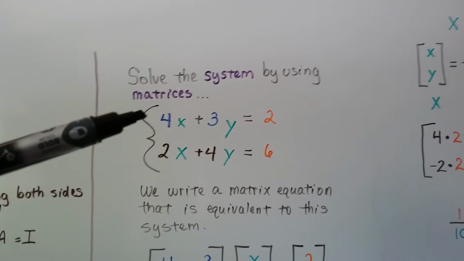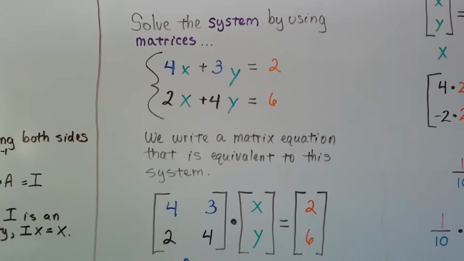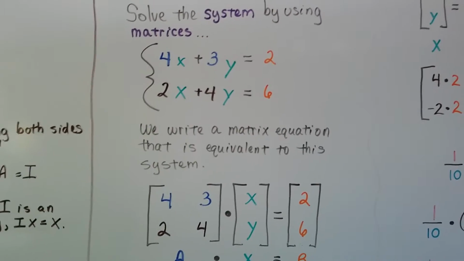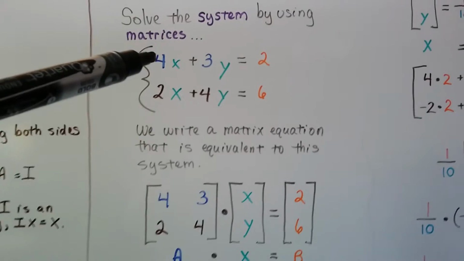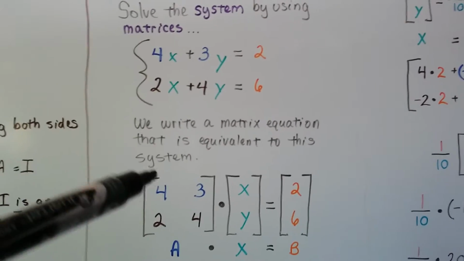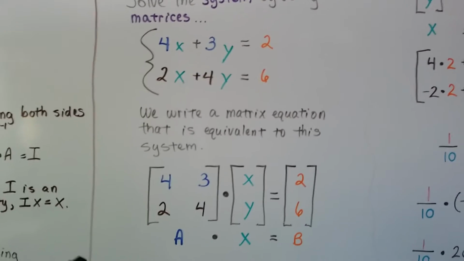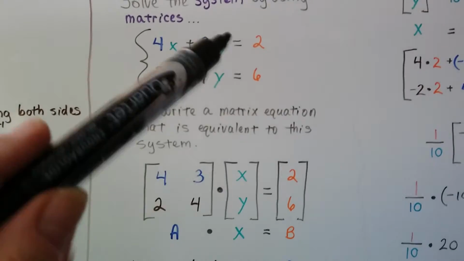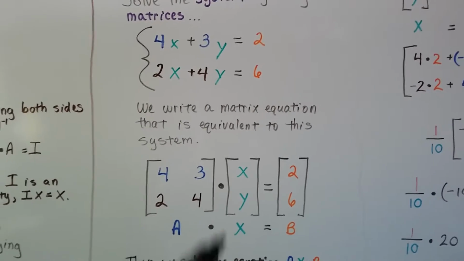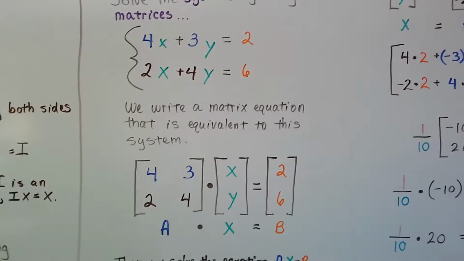So to solve the system by using matrices, here's our system. We've got 4x plus 3y equals 2 and 2x plus 4y equals 6. We're going to write a matrix equation that is equivalent to this system. So we write the coefficients. That's the first matrix, 4, 3, 2, 4. Then X is going to be our variable matrix, that's our X and Y. And then B is going to be our constant matrix. Those are the constants.